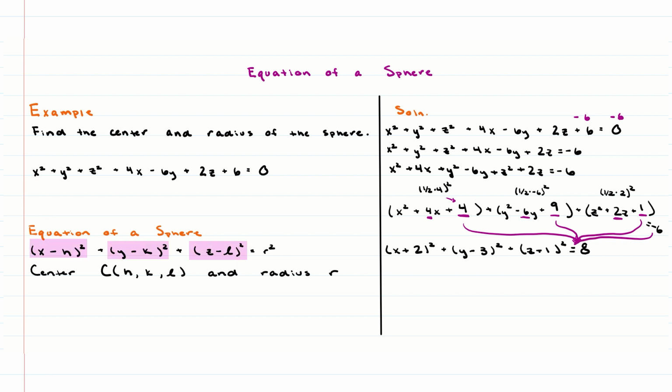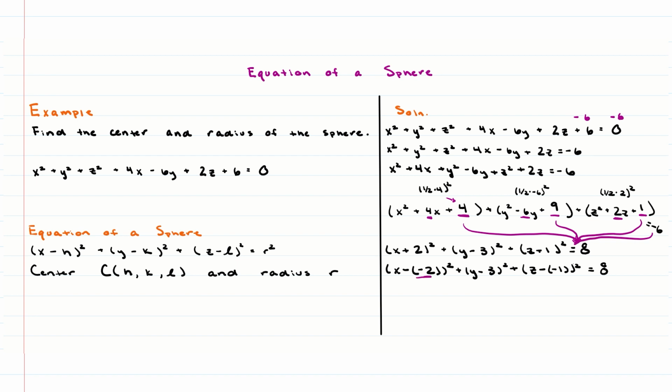In the equation of a sphere, the binomials have two terms that are being subtracted. So we'll need to rewrite a couple of our binomials. For (x plus 2) squared, we'll need to change this to say (x minus negative 2) squared. The (y minus 3) squared is fine. And for (z plus 1) squared, we'll need to change this to (z minus negative 1) squared. Now our equation perfectly matches the equation of a sphere.